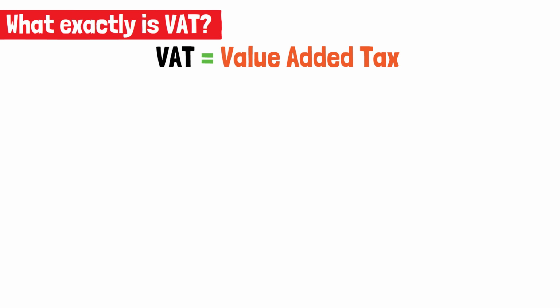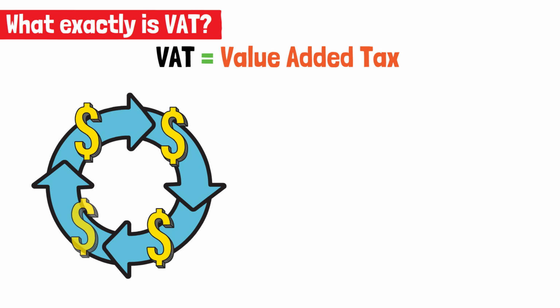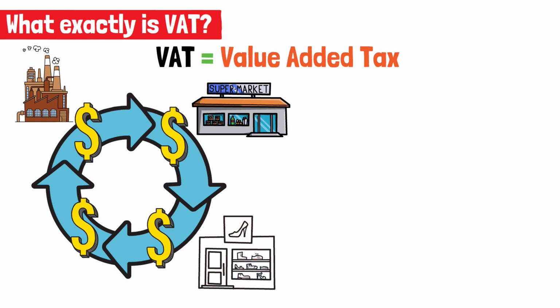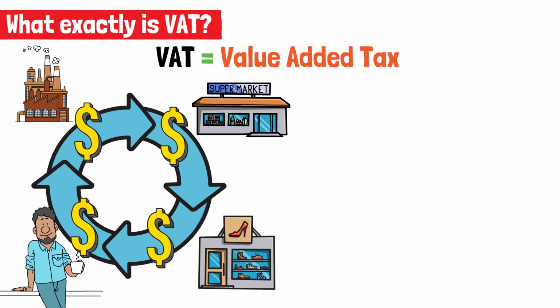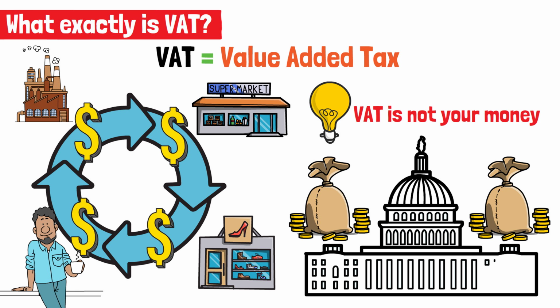Okay, first of all, what exactly is VAT? VAT stands for value-added tax. It's a consumption tax charged at every stage of the supply chain, whenever value is added. This means that manufacturers charge it, wholesalers charge it, retailers charge it, and you, the business owner, may need to charge it too. But here's the key idea. VAT is not your money. You're just collecting it on behalf of the government.